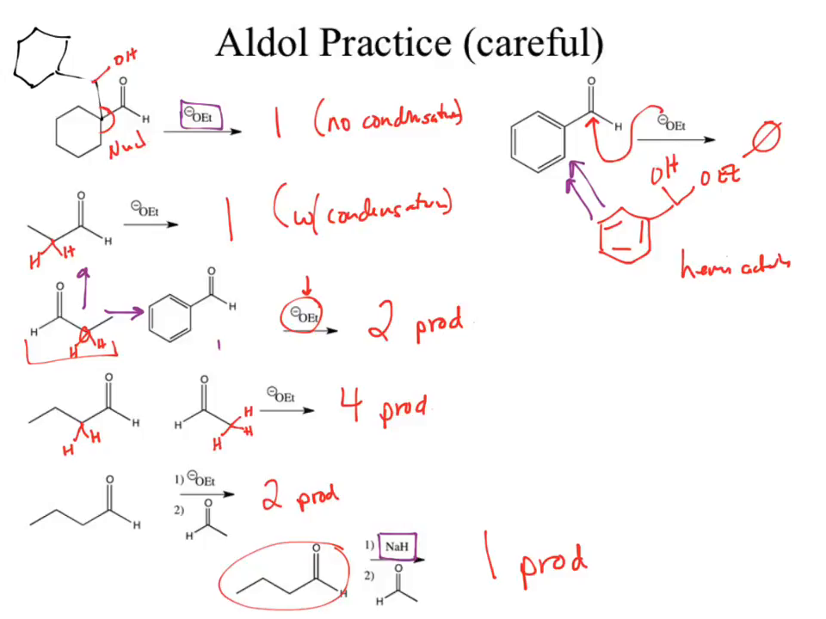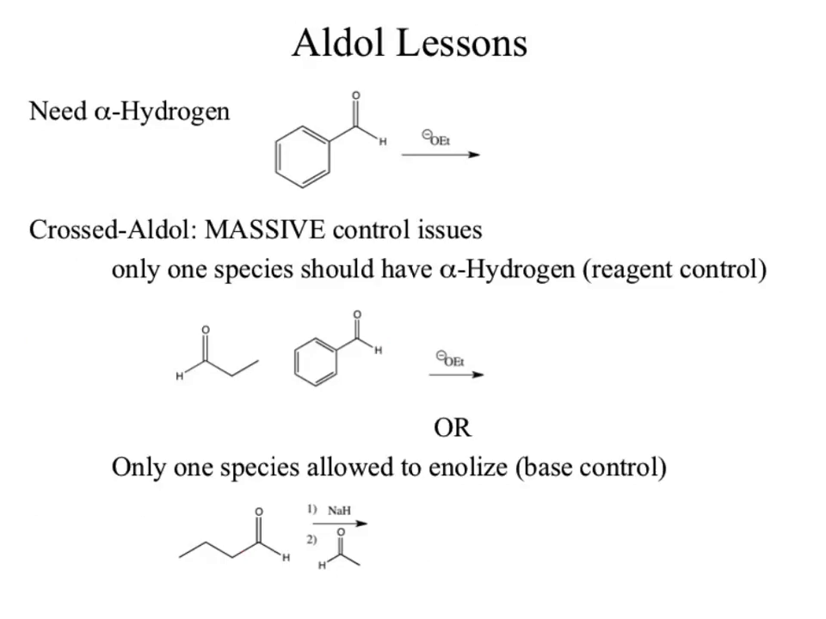Okay? The aldol reactions have a nightmare of possibilities that can snowball out of them. So there are some big lessons that come out of this. We need alpha hydrogens. No alpha hydrogens, reaction doesn't work. We have to have the alpha hydrogens because we're doing that enolate tautomerization.